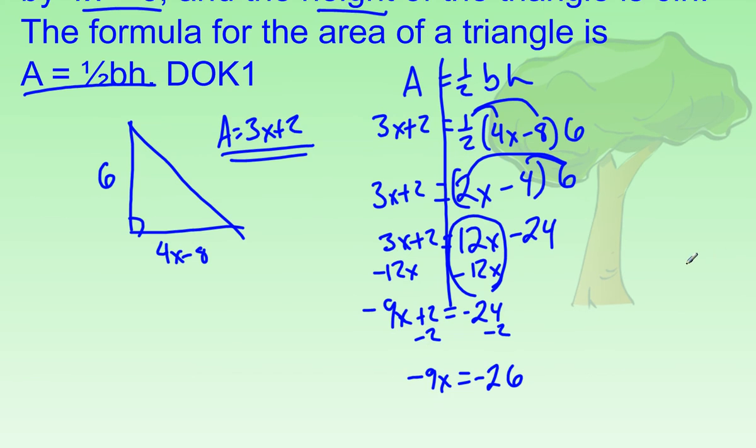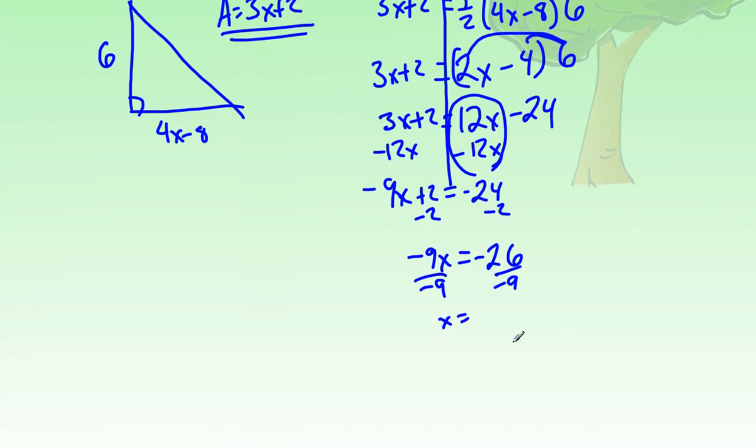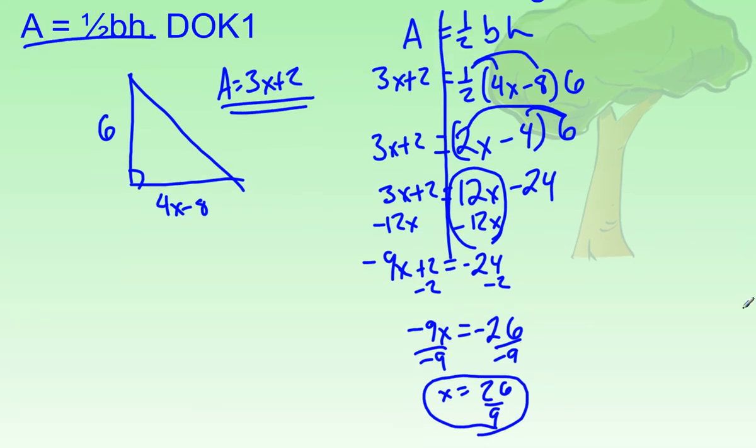Did I do everything right? I'm just double checking my math. Half of 4 is 2. Half of 8 is 4. 6 times 2 is 12. 6 times 4. Oh, that looks okay so far. Divide both sides by negative 9, and I get x equals this kind of ugly fraction. So our answer is going to be 26 over 9. I should say that's the value of x. And yeah, it's kind of ugly, and that's why I went back and checked my work for possible mistakes. And there were none.